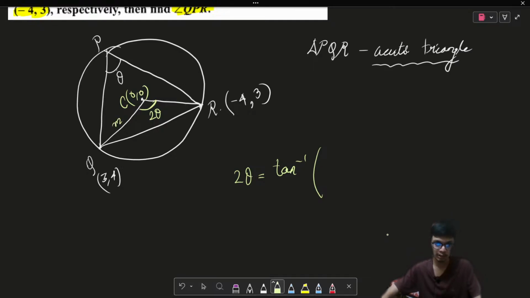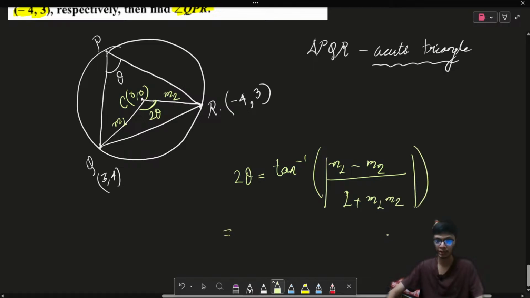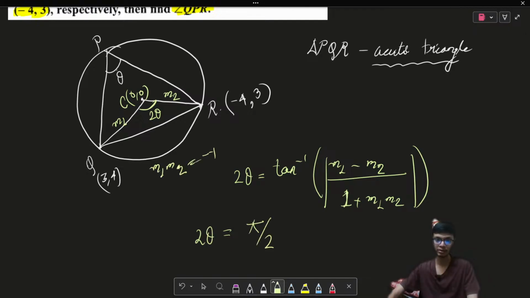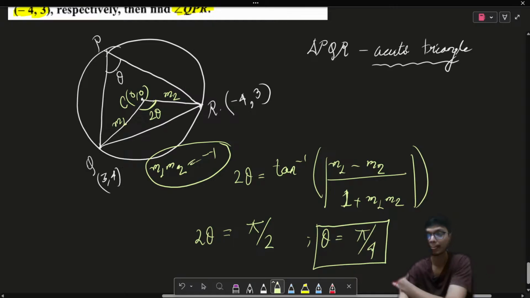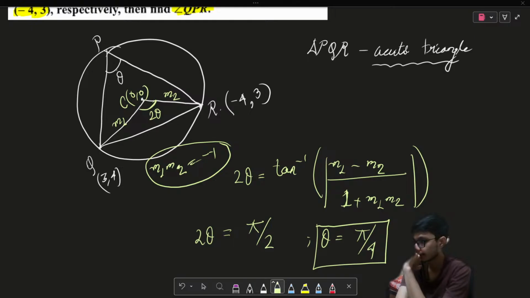so let us call the slope of the line CQ as M1 and the slope of the line CR as M2. So that will be just tan inverse of the modulus of (M1 minus M2) divided by (1 plus M1 M2), right? And take a mod of it. So if you solve this, you get 1 plus M1 M2 as 0 and tan 2 theta as infinity, so therefore your theta is going to be equal to pi upon 4. Okay, very standard straightforward problem. So just by applying the properties regarding circles, you can easily solve this problem.